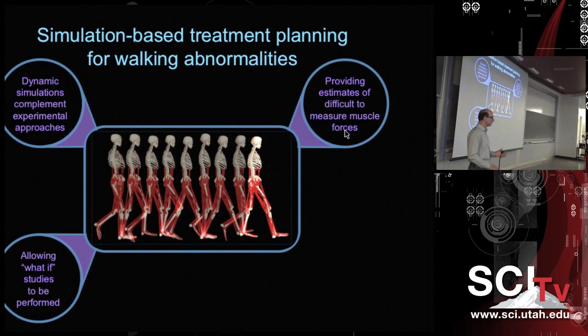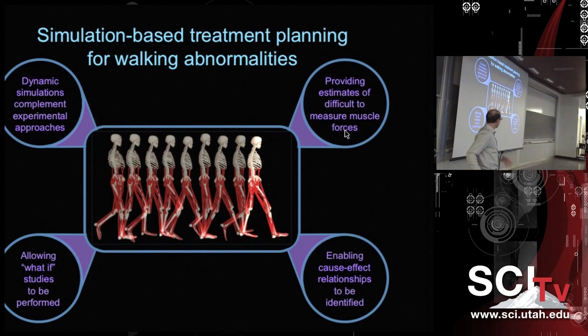We can do what-if studies. So let's say I have a subject-specific dynamic simulation of somebody with stiff knee gait. What if I were to inject one of their quadriceps, the rectus femoris, with botulinum toxin? Would that improve their knee flexion? We can do that in simulation quite easily. And I think most important, we can establish cause-effect relationships. So we can see what forces are causing what motions, because we have a mathematical representation of the system, we can establish exactly the set of muscle forces that's producing the normal or abnormal motion.